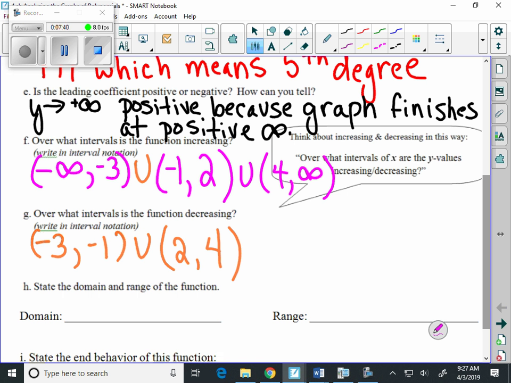Over what intervals of x are the y values increasing and decreasing? And that's why we went back and we labeled all of those values with x's in our increasing and decreasing.